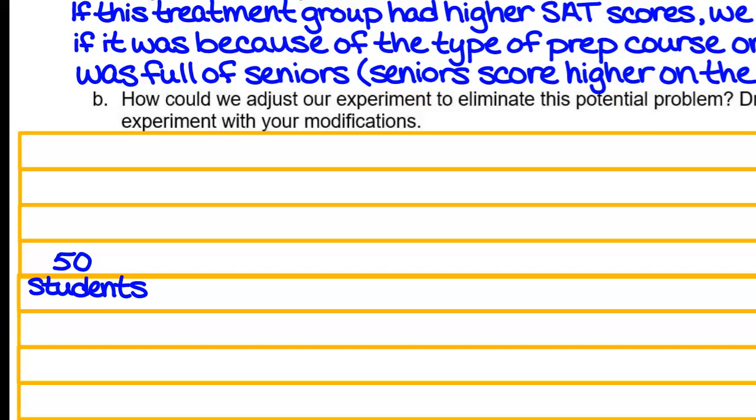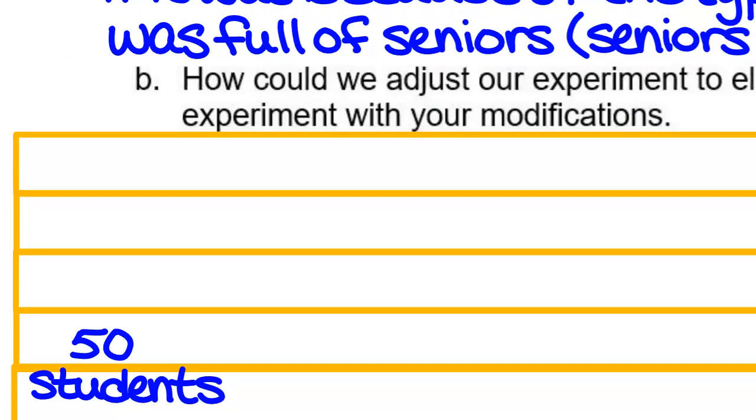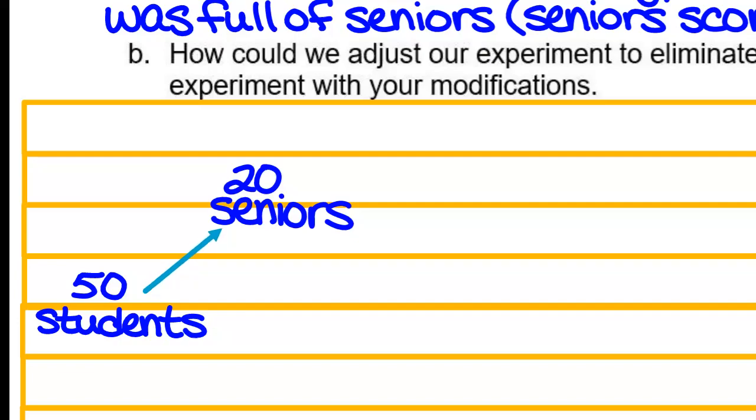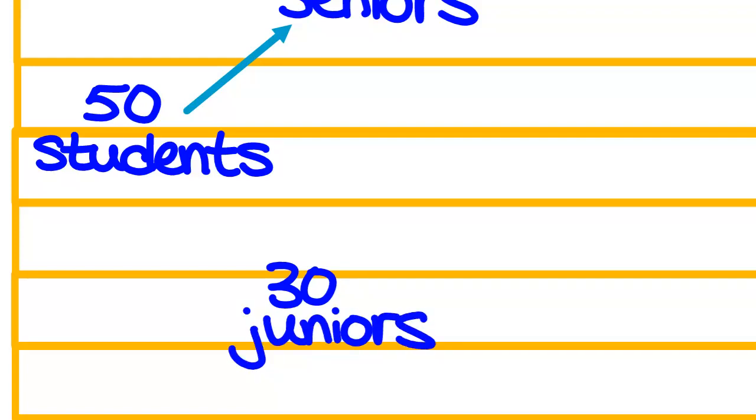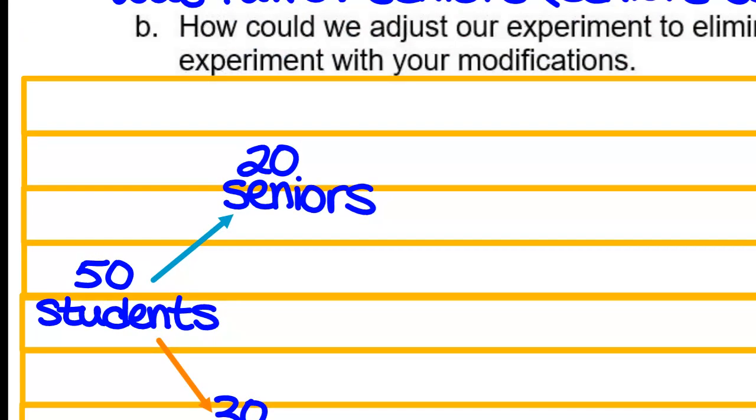All right, so what do I want to do with my 50 students then, since I'm worried about grade being an issue? Divide them into juniors and seniors. So 20 seniors and 30 juniors. Okay, then let's focus on just the seniors. What do I want to do with those 20 seniors now? Randomly assign them.